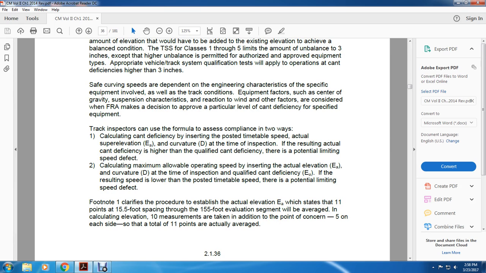Calculating the maximum allowable operating speed, inserting the actual elevation and curvature at the time of inspection and the qualified cant deficiency. If the resulting speed is lower than the posted timetable speed, there is a potential speed defect.